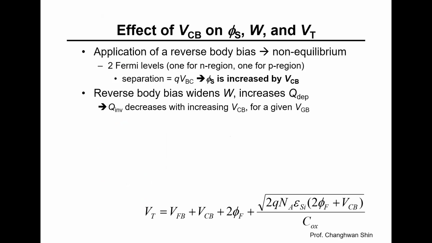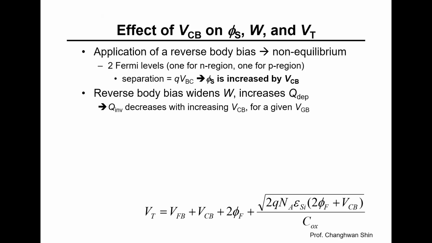So take a look at the effect of V sub CB on surface potential, depletion width, and threshold voltage. The application of a reverse body bias on a MOSFET has several important effects on MOSFET operation. When we apply a reverse bias between the channel and body, say V sub CB, we create a non-equilibrium condition with two separate Fermi levels. One Fermi level for the N region, the channel region, and the other one for the P-type region, the body region. So think of this like two countries with different currency exchange rates.